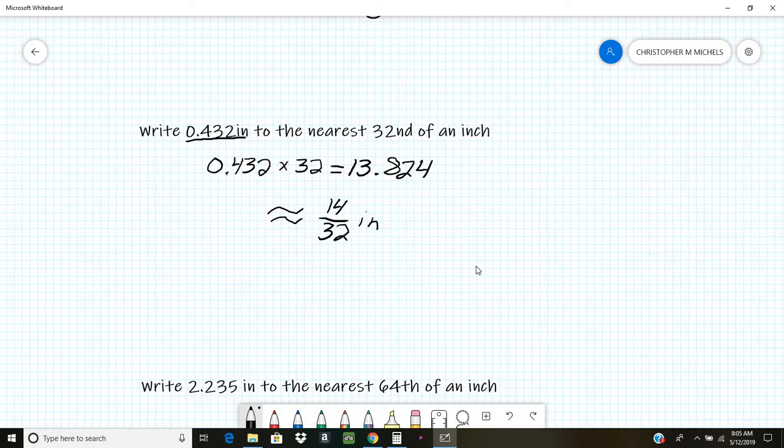Now again, the wavy equal signs are there because is it exactly 13.824? No. Is it about that? Is it about 14 32nds? Yes, it's close. Or again, if you want to reduce this, I think that reduces down to 7/16 of an inch. I don't care which one you write. Okay, if you do this one or that one, because again, like I said in the last one, if they wanted it in 32nds, then if you leave it like that, it's not the end of the world. Okay, let's go to the last example here.